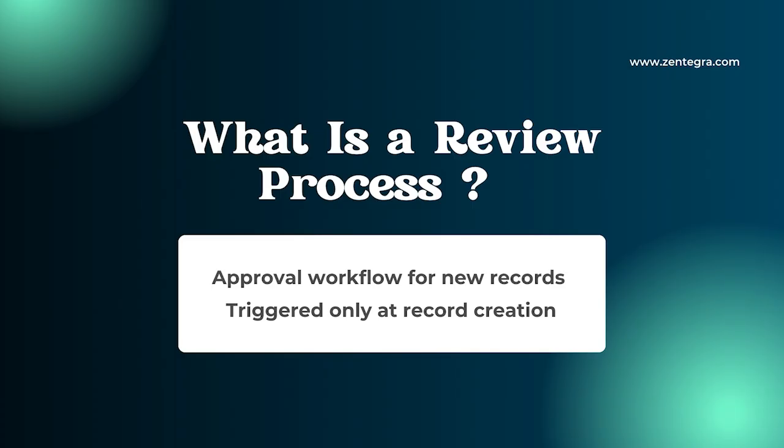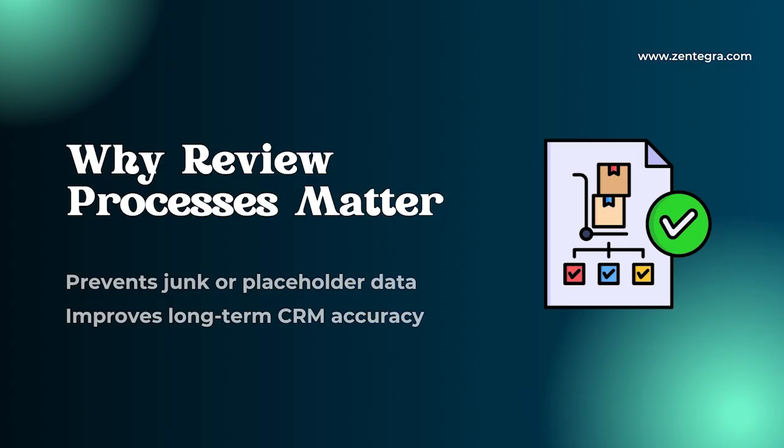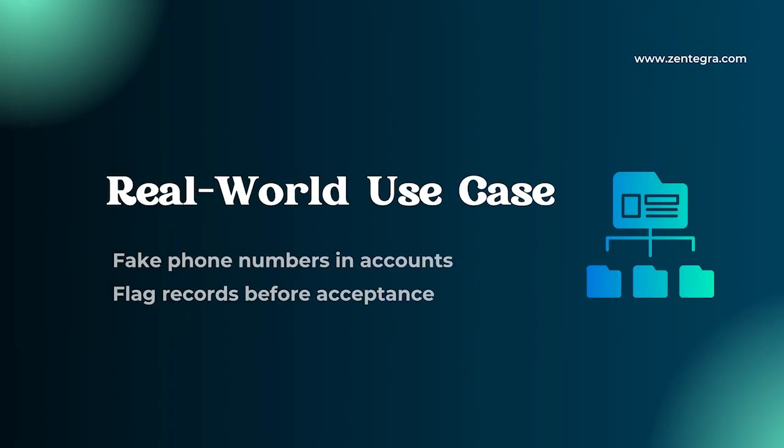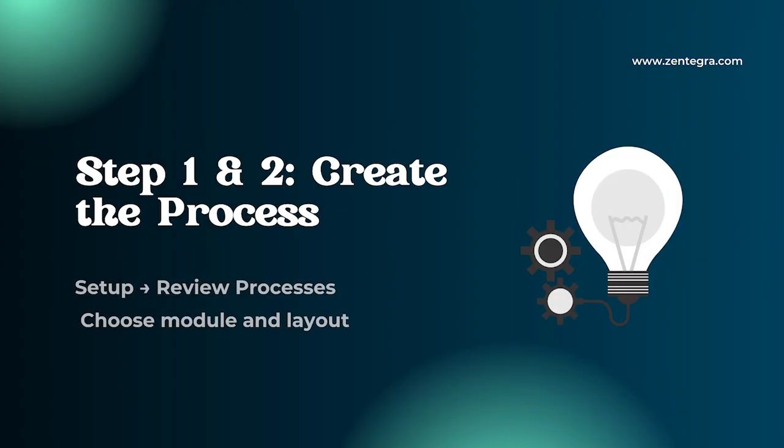Reviewers can approve, reject, or comment before the record is accepted. Review processes stop incorrect or placeholder data from entering your CRM, ensuring reports, campaigns, and sales activities remain accurate. If sales reps enter fake phone numbers like zeros, review processes can flag those records before they become part of your database.